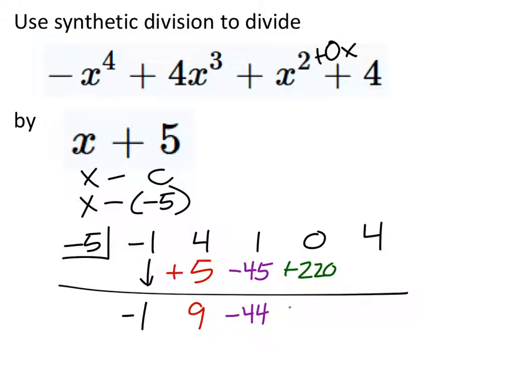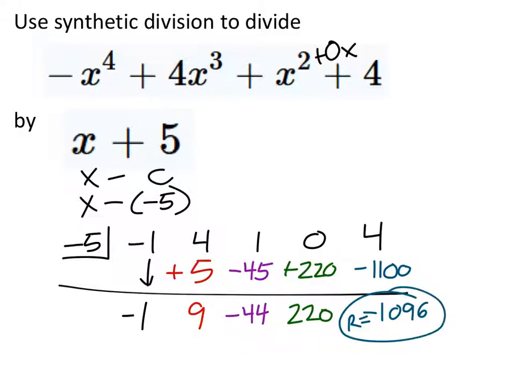So plus 220. 220, getting some big values here. 220 times -5, -1,100. All right, so 4 minus 1,100. Not that we may feel a little uneasy about these numbers because they're much larger than what we've been used to seeing. But it looks like we did that correct. So our remainder is negative 1096.